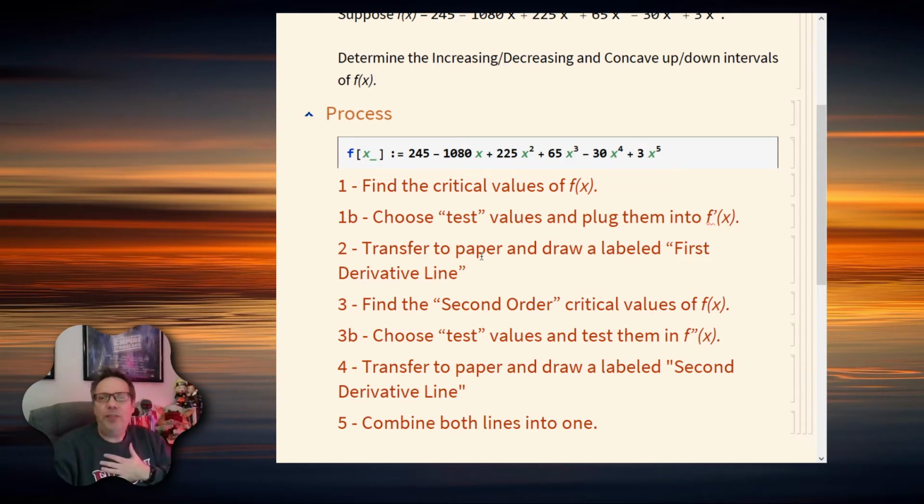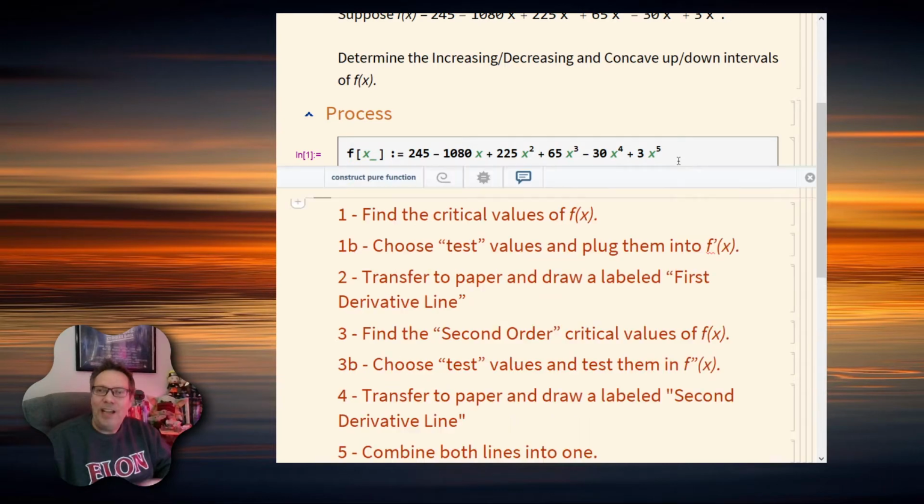In order to do this, I first need to enter the function into Mathematica. And I did this already. I'm going to hit shift enter, and that's going to enter this into Mathematica.